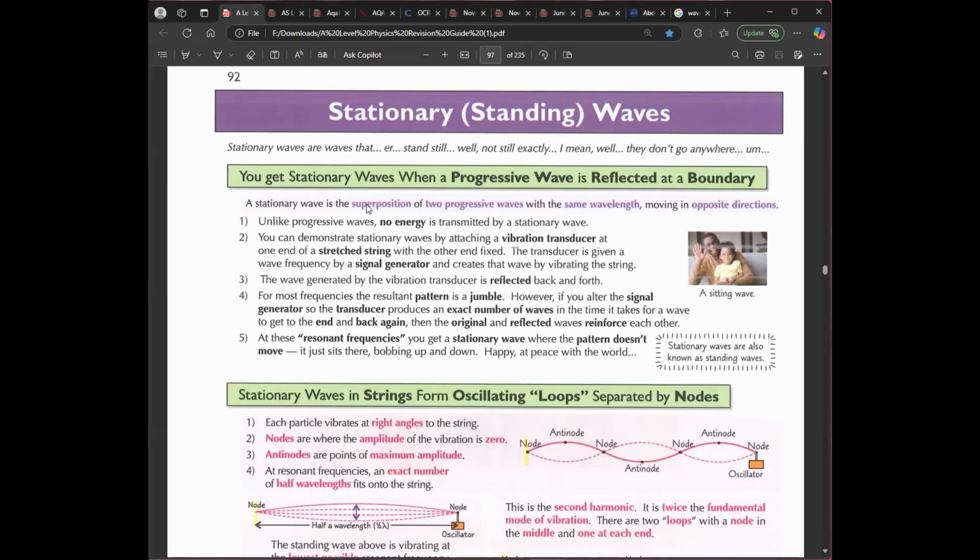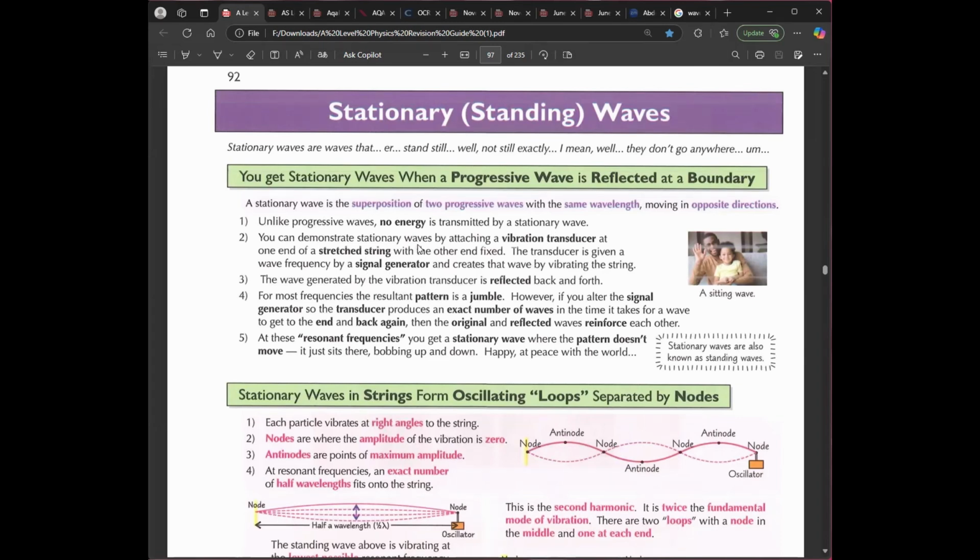A stationary wave is the superposition of two progressive waves with the same wavelength. Up till now, we have only discussed coherent waves, so we already know that they should have the same wavelength moving in opposite direction. Unlike progressive waves, no energy is transmitted by a stationary wave because everything that is going in this direction is coming back as well. So the net transfer of energy is just zero.